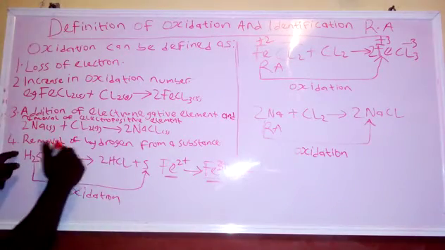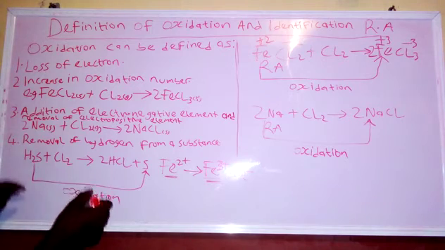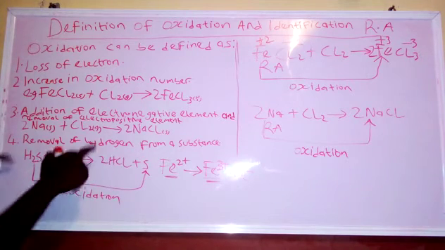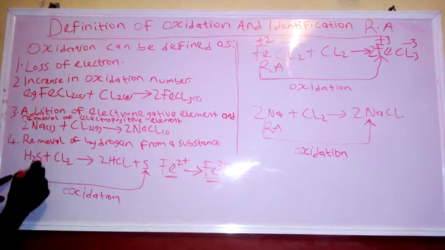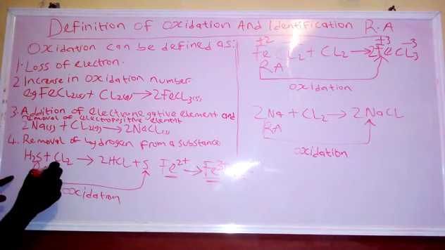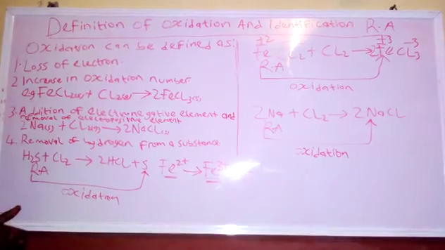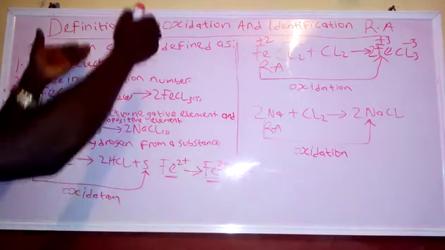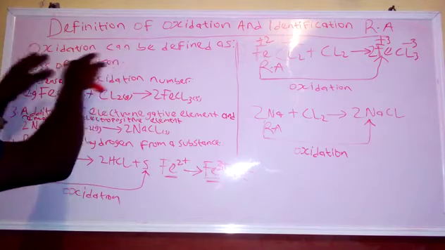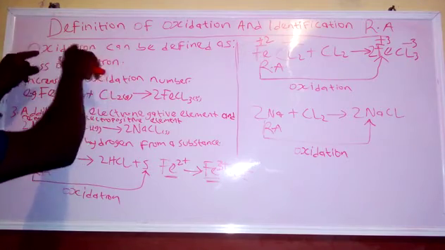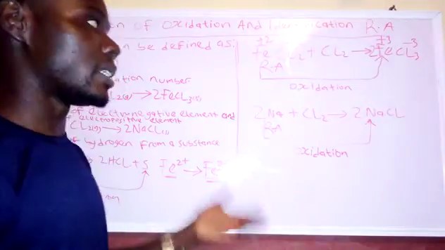Are you getting it? Now, removal of hydrogen from a substance. Any substance from which hydrogen is removed is a reducing agent. So that's extended. That's a reducing agent. I hope you understand. So anyone that carries out any of these characteristics is the reducing agent, while the one in which oxidation takes place is being oxidized. Are you getting it? It is being oxidized.